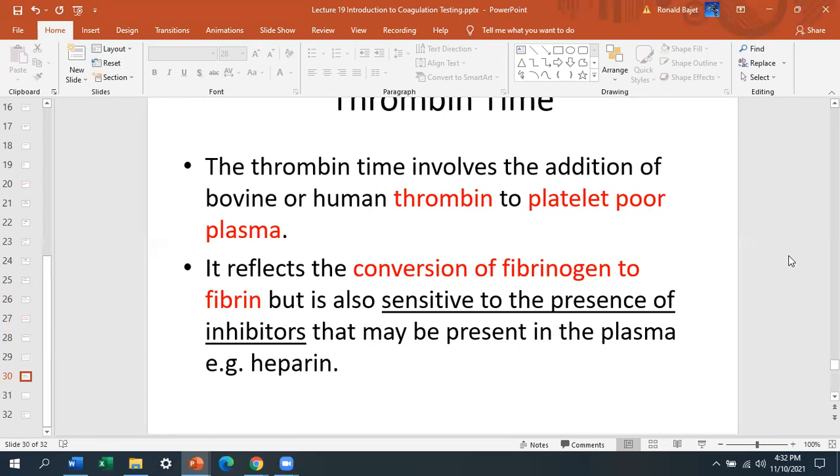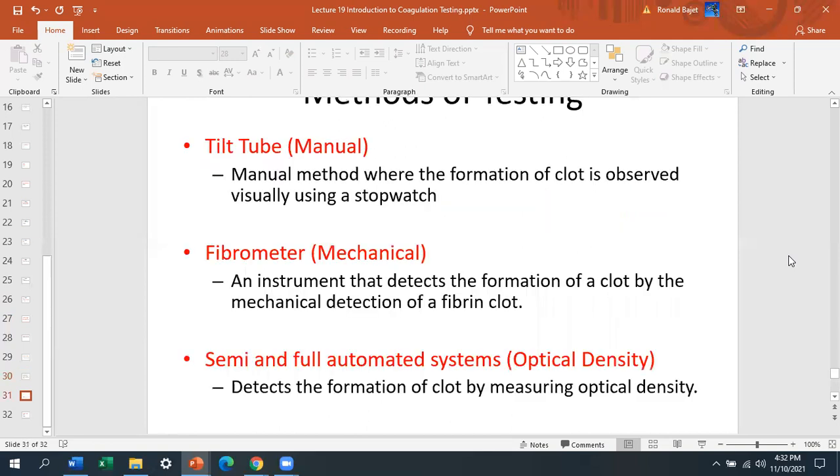I'm going to go over mixing studies and ruling in and ruling out inhibitors, but that's what happens. I'm just introducing the concept of inhibitors that may be present, but I'm going to be going over mixing studies and inhibitors in another lecture. I just want to introduce that concept to you today.